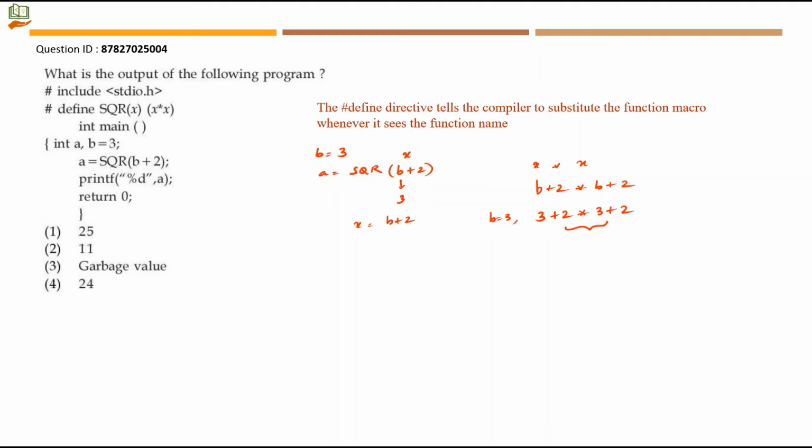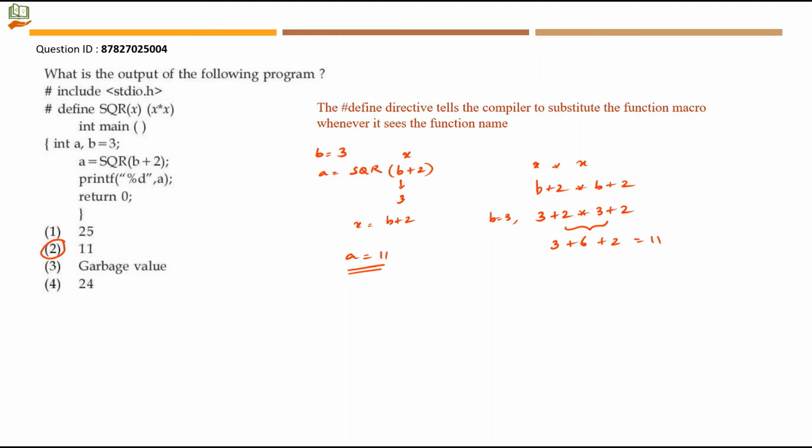2 into 3 will give you 6. And then you have to add the other two sides. 3 plus 6 is 9. 9 plus 2 is 11. So A will have the value of 11. We are printing A in the next statement and return 0 is given since we have used int main. So what is the value that will be printed? It is 11. Option number 2 will be the right answer.